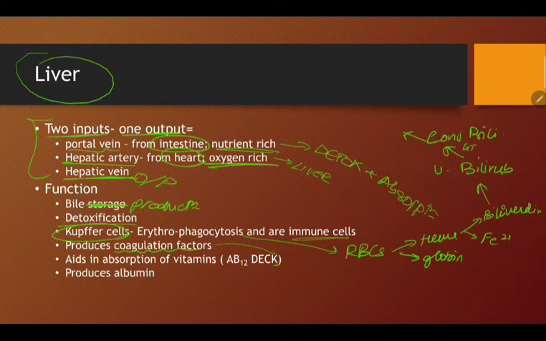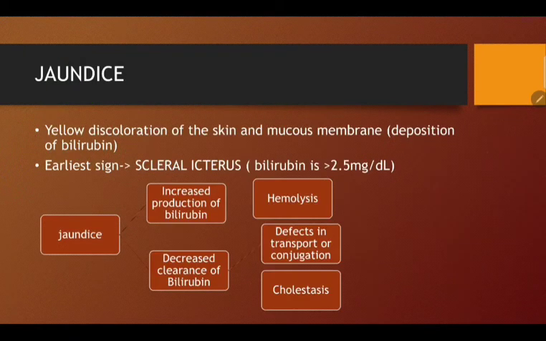I remember this as 12 abs make a deck, which means A for vitamin A, 12 abs B12, vitamin B12, deck, vitamin D, E, C, and K. And it also produces albumin, which is very important as a carrier protein in the body.